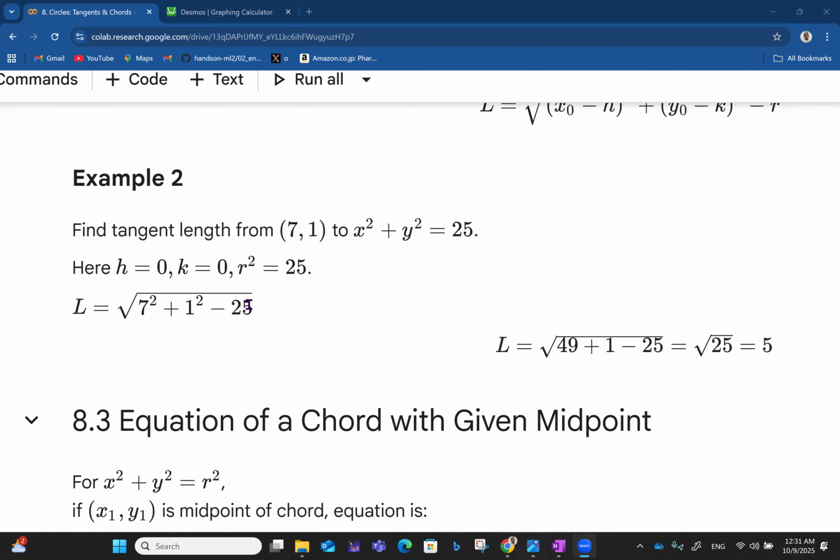So L is the square root of 7 squared plus 1 squared minus 25. So L is the square root of 49 plus 1 minus 25. That's the square root of 25, which is equal to 5.